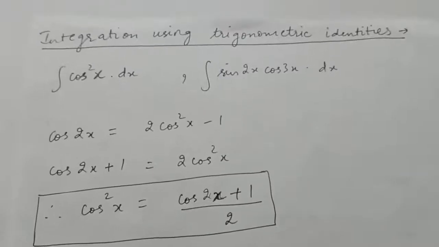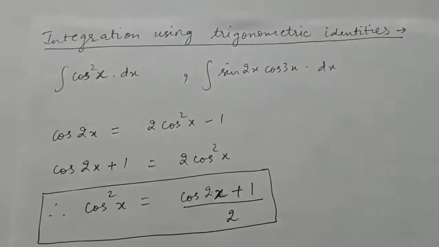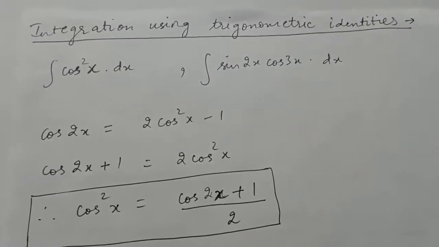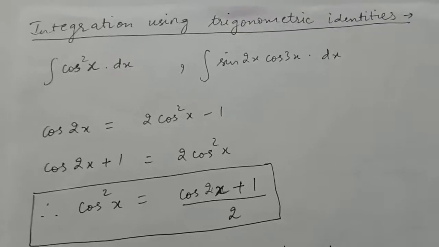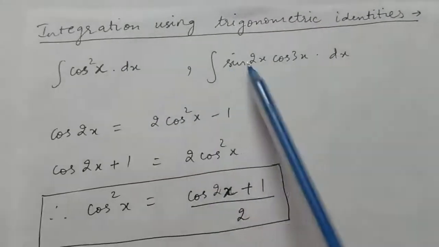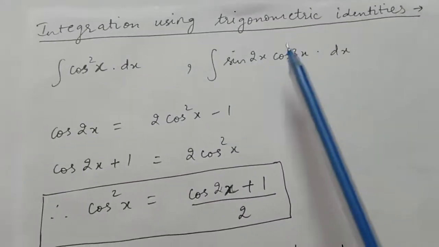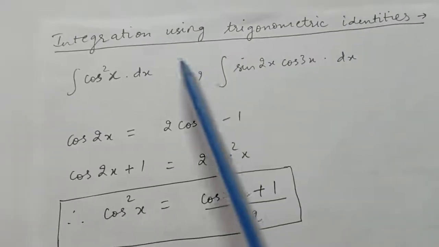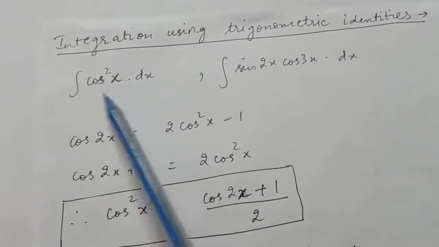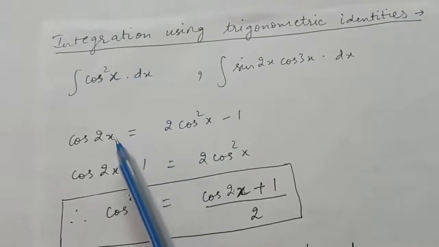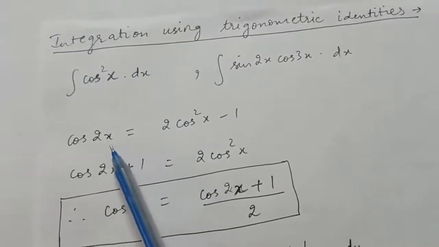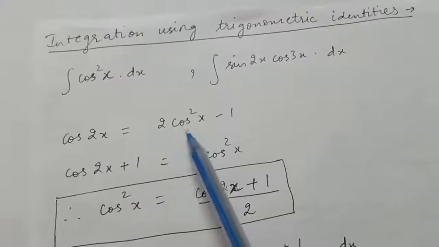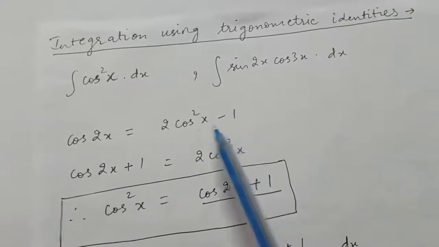Now we will discuss integration using trigonometric identities. There are some functions like cos square x, sin 2x cos 3x which can be solved using trigonometric identities. Right now, we don't know the integral of cos square x, but we know this trigonometric identity that cos 2x is equal to 2 cos square x minus 1.